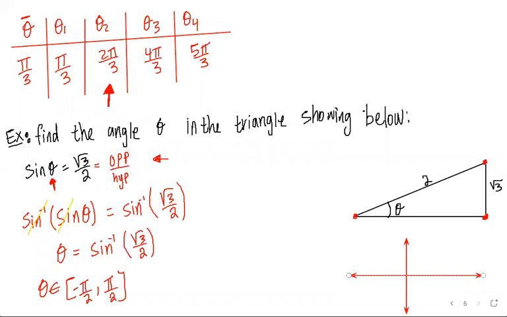So this is pi over 2, and here the negative pi over 2. The sine in this quadrant is positive, but the sine in this quadrant is negative. So this means the value must be in the first quadrant. So which value, if I plug it here, gives me the square root of 3 over 2?